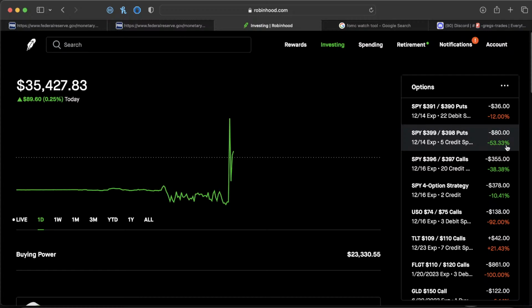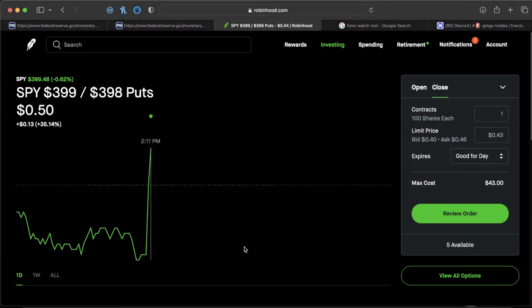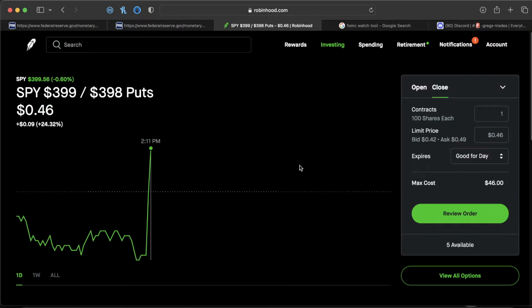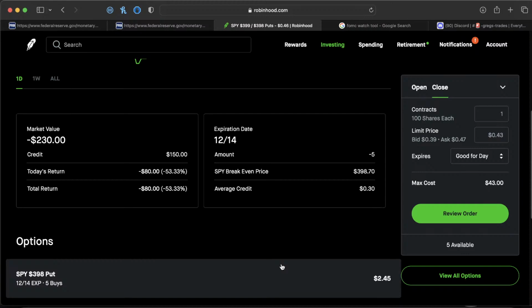I already closed most of my put credit spreads, so we can only lose about another 200 or so on this. This is going to be our hedge just in case the Fed ends up coming out, or Fed Chair Powell comes out dovish or bullish, whatever you want to call it.